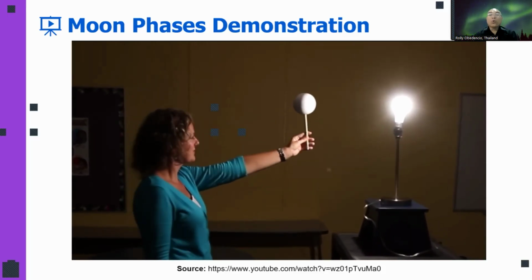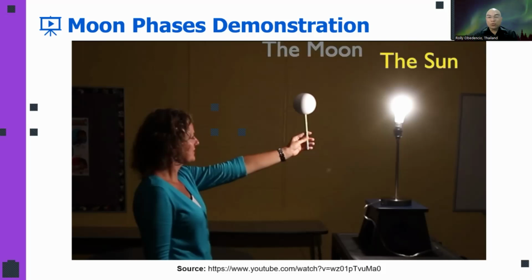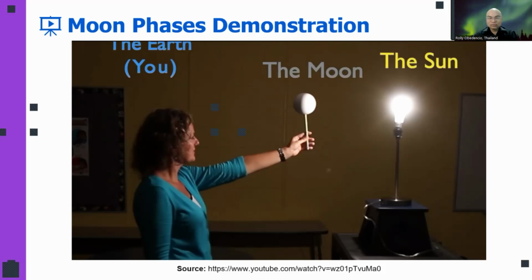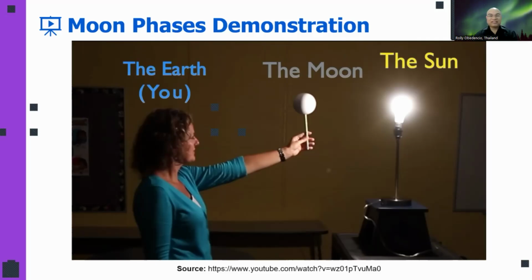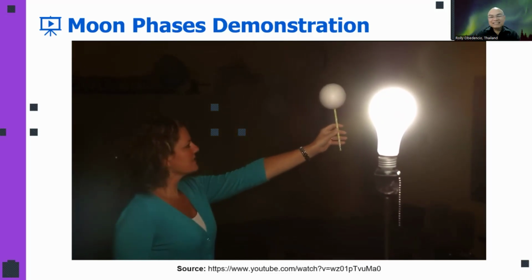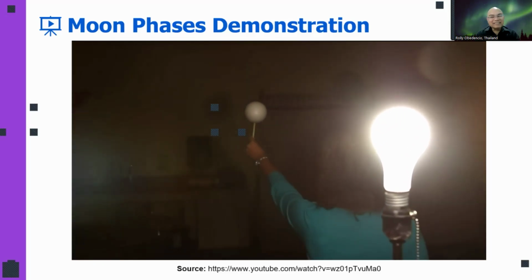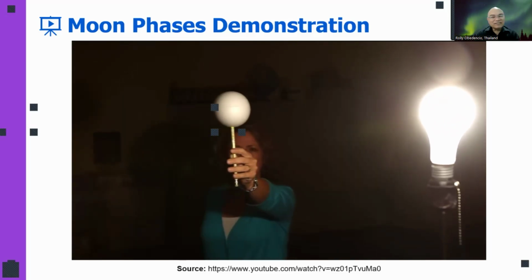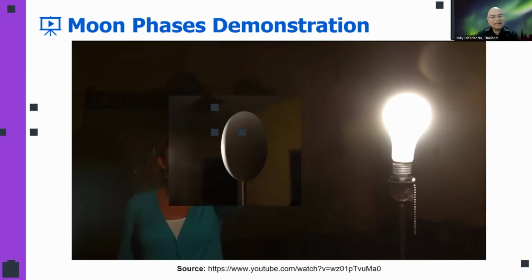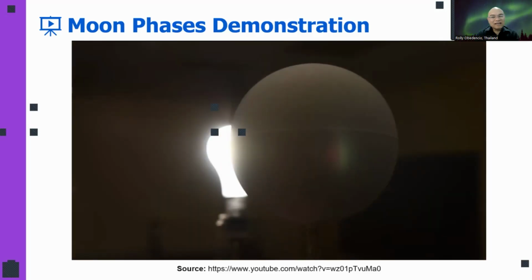We know that the moon orbits the earth. So in this model, I'm going to get the moon, the foam ball, to orbit the earth, my head. Look at that. Notice that no matter where the moon is in its orbit, half of it is always lit up by the sun. But when the moon is in this position, I can't see any of the lighted side of the moon from Earth, my head.